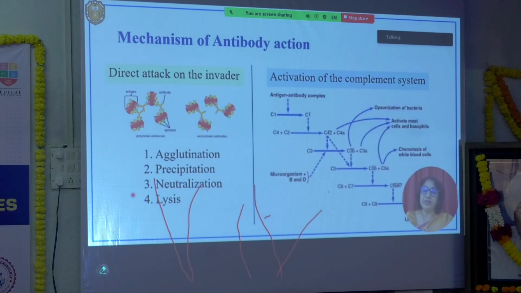Complement is a collective term for about 20 proteins, many of which are enzyme precursors. This is the classical pathway, and it is initiated by an antigen-antibody reaction which uncovers or activates a specific reactive site on a constant portion of the antibody. We saw the constant portion. This binds directly with the C1 molecule of the complement system.